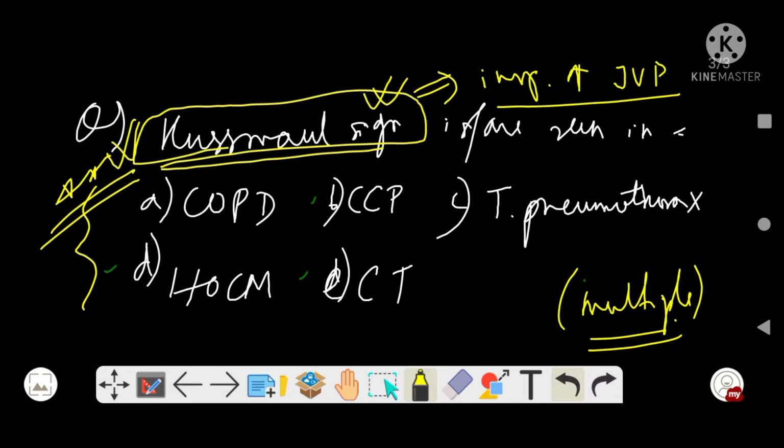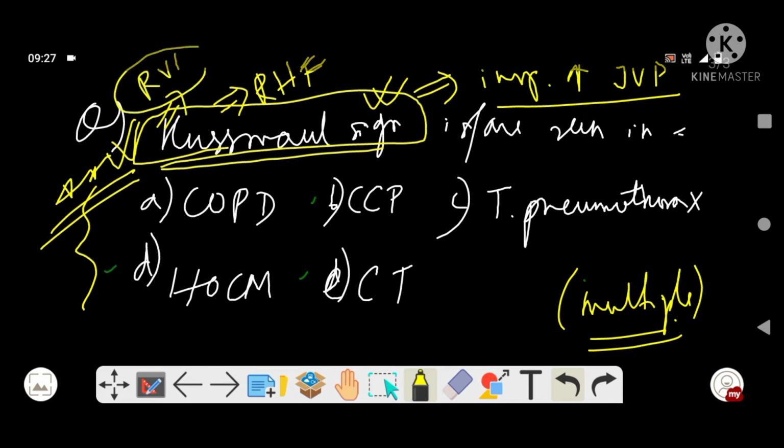Although it was first described that Kussmaul sign is seen only in constrictive pericarditis, its most common cause is severe right-sided heart failure, right? Regardless of any etiology. So the presence of Kussmaul sign is useful in the diagnosis of right ventricular infarction. RVI, I am writing here.